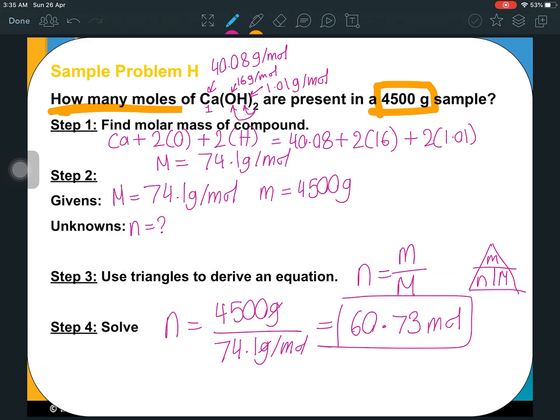Okay? So I don't want you guys to forget this. Make sure that you are always using the correct triangle. See what you have and what you're looking for. Decide on the triangle, make your equation, and then just calculate. Remember, with questions like these, your first step is to find the molar mass of your overall compound.